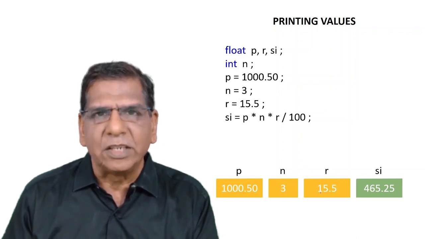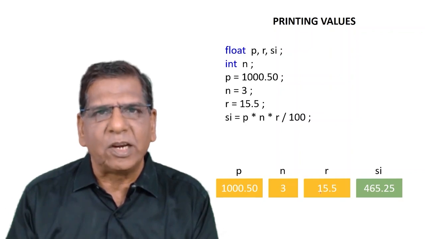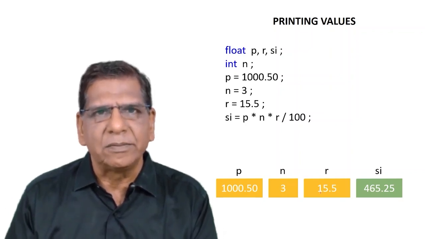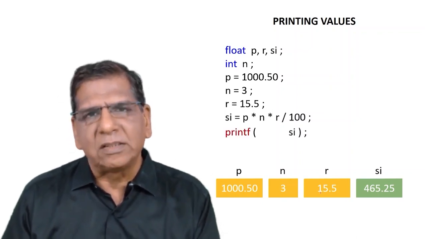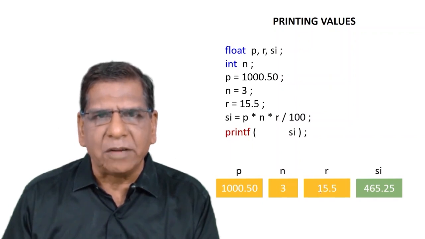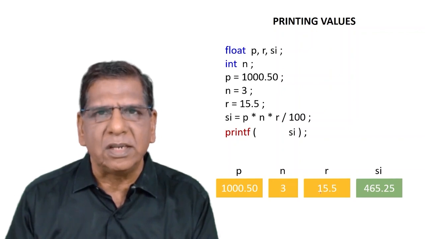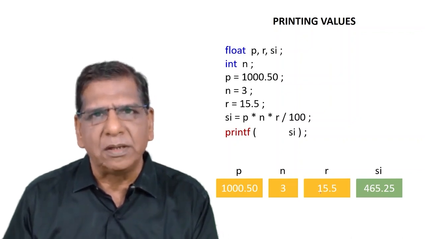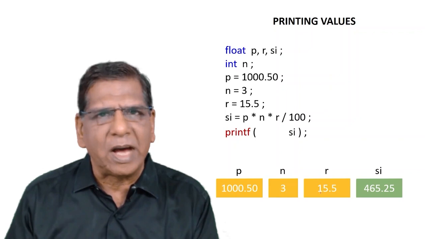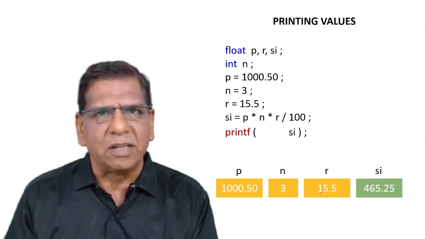That agent is a function called printf, and the place where it will display the value of SI is naturally the screen. That's your output device. The way to employ this agent printf is to say printf, then a pair of parentheses and the variable whose value we wish to print on the screen. In this case, it is SI. Tomorrow, if I want to see the value of P on the screen, we would naturally say printf P. Similarly, printf and printf R also can be employed. Right now, we are of course interested only in printing the value of SI.